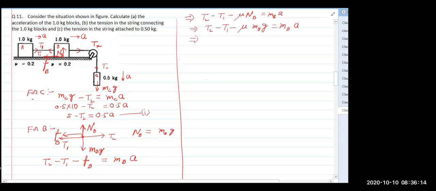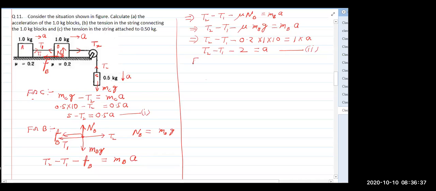If you put in all the values: mu is 0.2, and MB is 1 kg, so 0.2 into 1 into 10, and MB A is 1 into A. So we are getting T2 minus T1 minus 2 equal to A. This is equation 2.